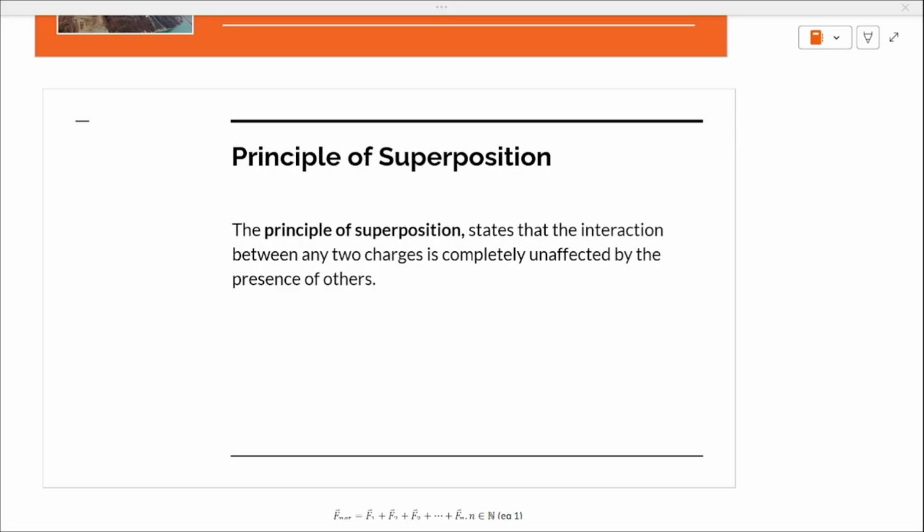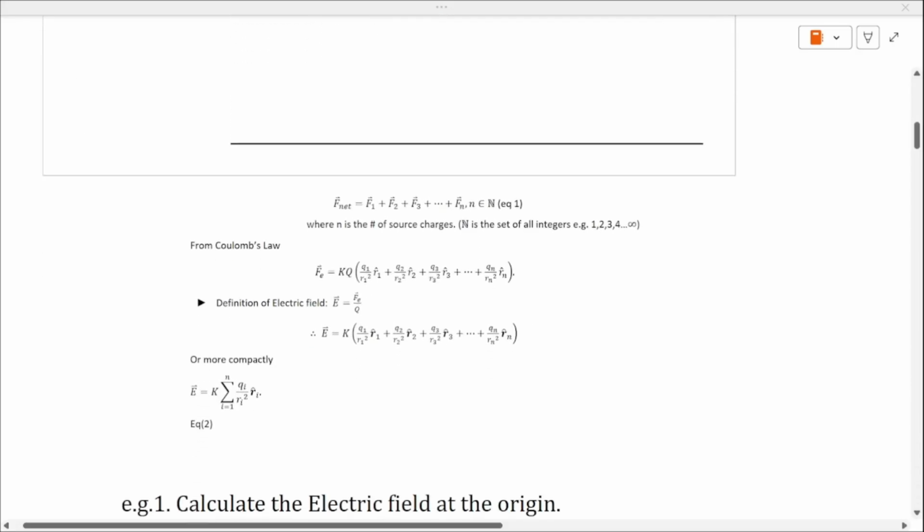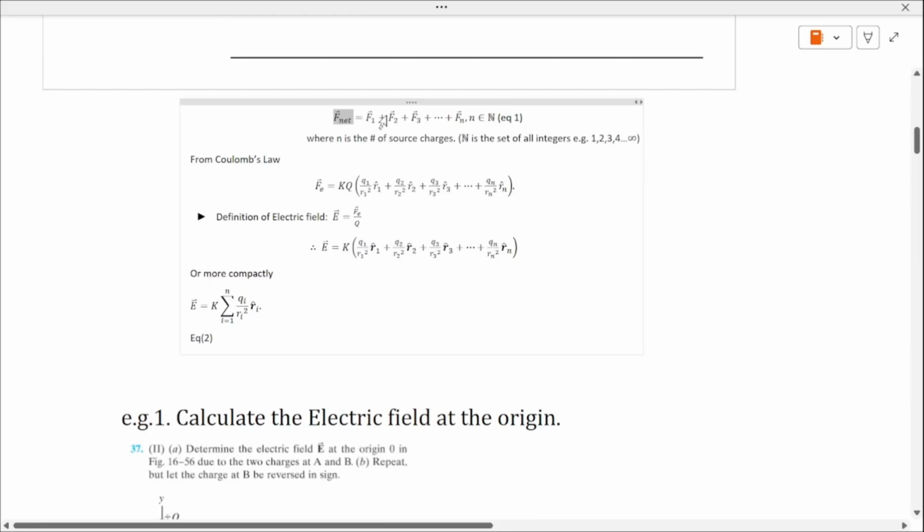And what the principle of superposition says is that the interaction between any two charges is completely unaffected by the presence of other charges. What this means is that all we need to do to determine the force on the test charge is compute the force from each individual source charge individually. So first we compute F1 due to Q1, ignoring all the other charges. Then we compute the force F2 due to Q2 alone, and so on. And what this looks like is this sum right here.